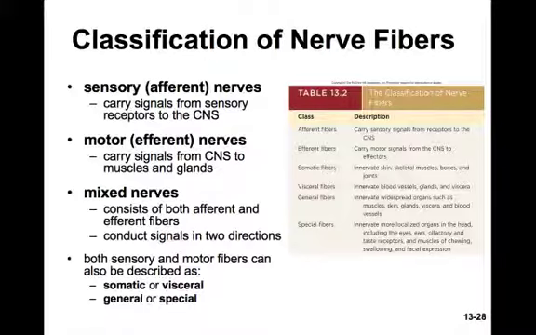Both sensory and motor fibers can also be described as somatic or visceral, depending on which organs they innervate, and general or special, depending whether it's general senses or special senses, like your eyes and sense of balance. This table here will help you see how the classification of nerve fibers can be thought about.